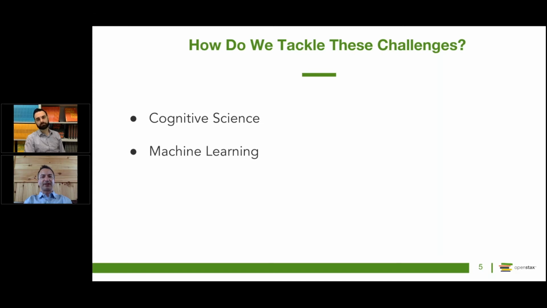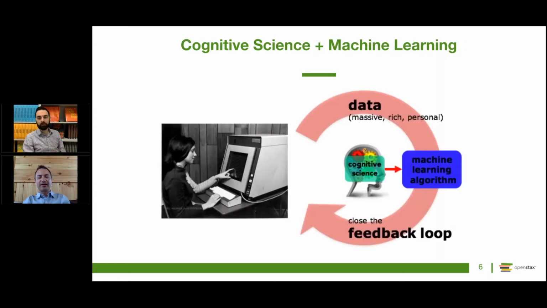And machine learning is now starting to make major inroads into the education space, particularly in the design of personalized learning systems like OpenStax Tutor. So the way that we put cognitive science and machine learning together in OpenStax Tutor is that we combine them in a way that closes the learning feedback loop.